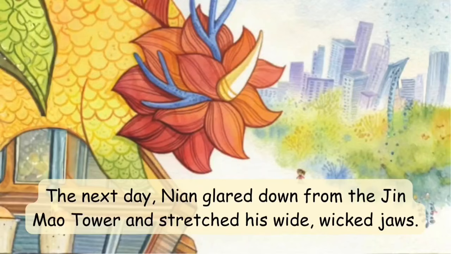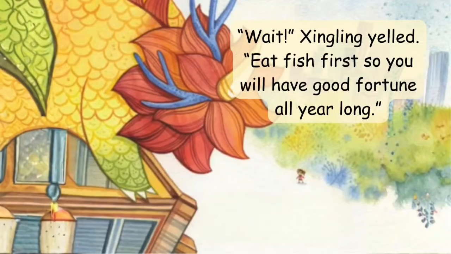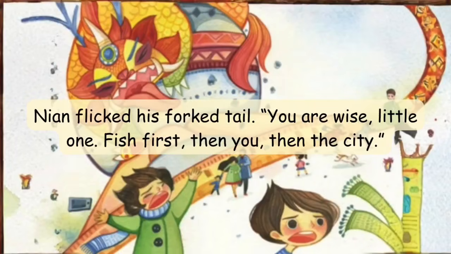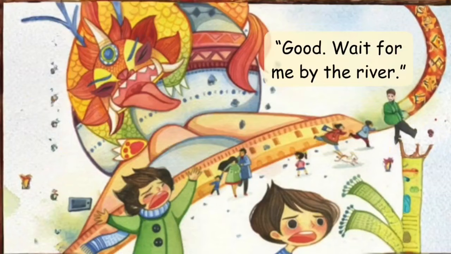The next day, Nian glared down from the Jinmao Tower and stretched his wide, wicked jaws. "Wait!" Xingling yelled. "Eat fish first, so you will have good fortune all year long." Nian flicked his forked tail. "You are wise, little one. Fish first, then you, then the city. Good. Wait for me by the river."